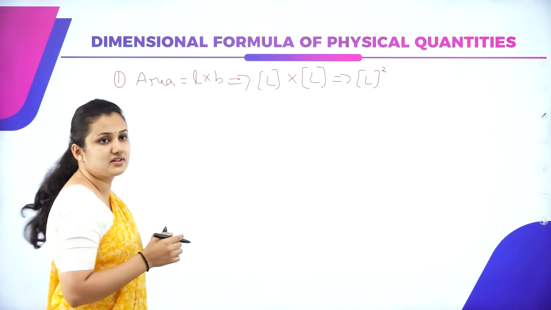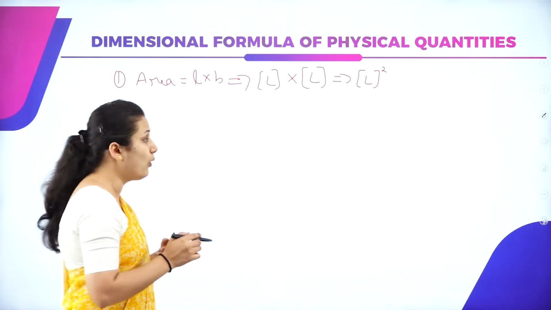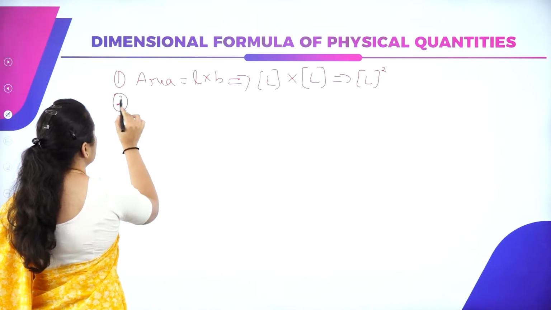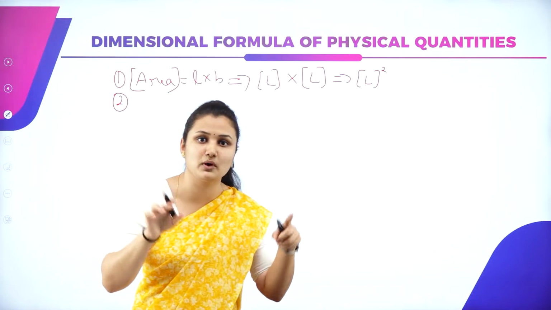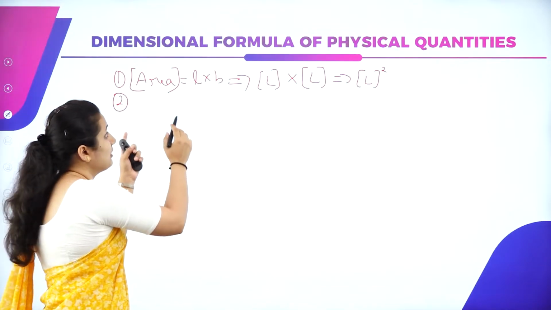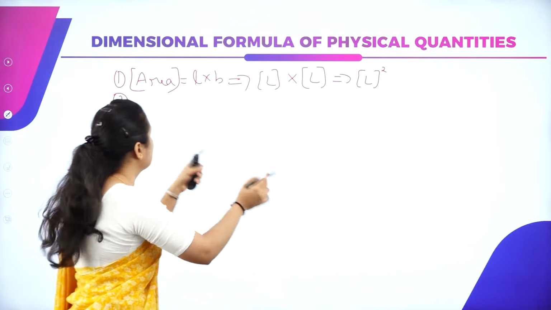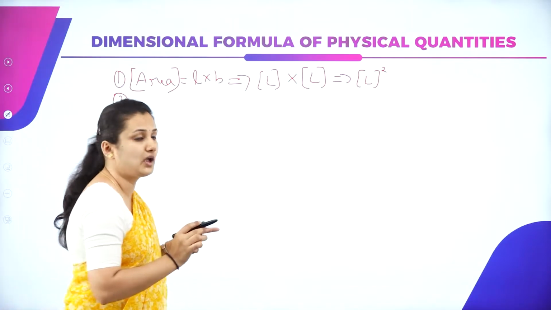So how do you represent it? This is for area. What about volume? For the second one, consider volume. If I am talking about the dimensional formula of a physical quantity, it should be within the square bracket.